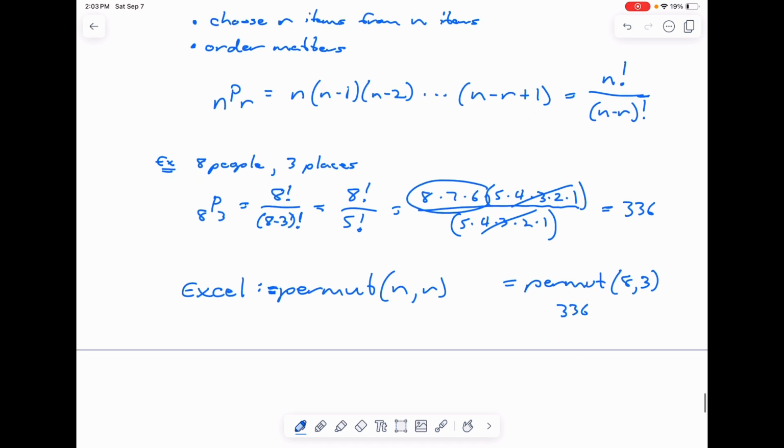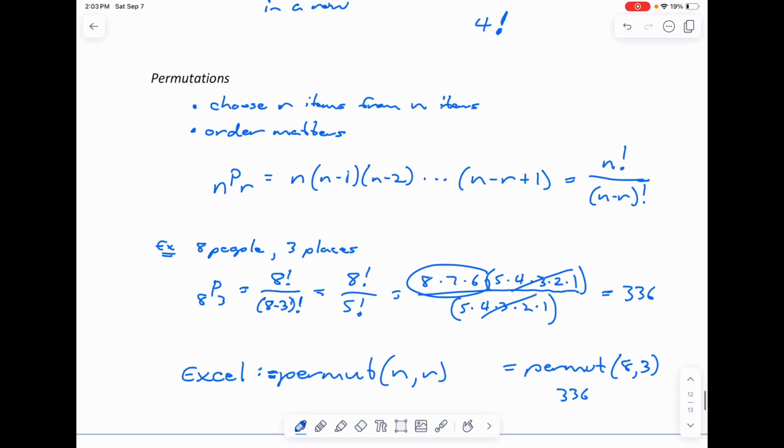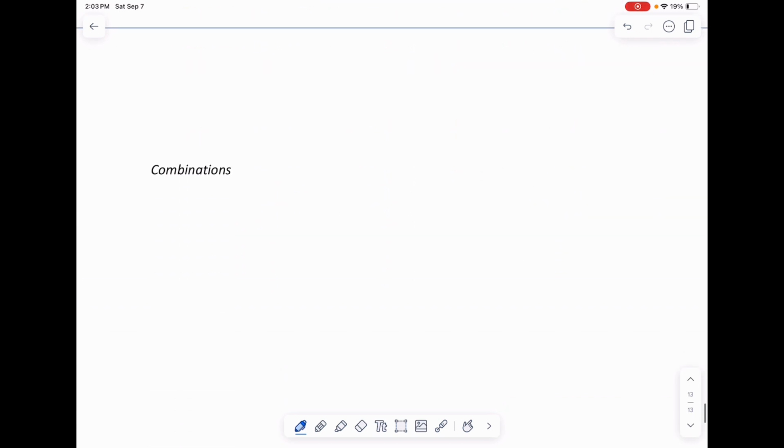All right, so let's talk about combinations. With permutations, again, you've got a group, and from that group you're drawing a certain number where order matters. In a combination, the same idea applies. We're going to choose R items from N items. But in this case, the difference is that order does not matter.